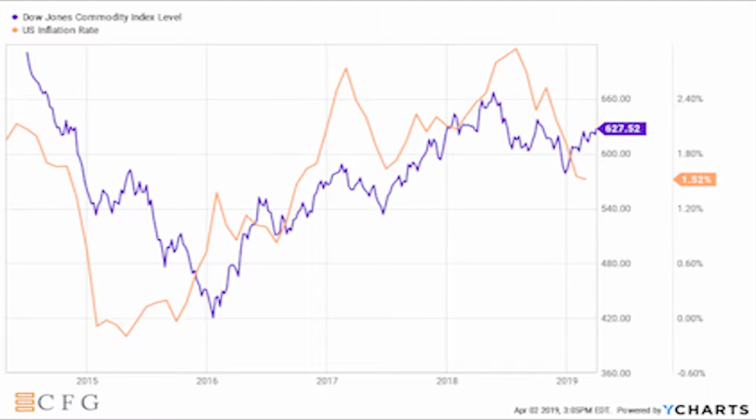Have a quick look at this chart. Going back the last 5 years, you can see that there has been very high correlation with the Dow Jones Commodity Index and the U.S. inflation rate. This is something that goes back much, much farther than this, but the Dow Jones Commodity Index was reworked back in 2015, and we can't show a chart going back any farther than that.